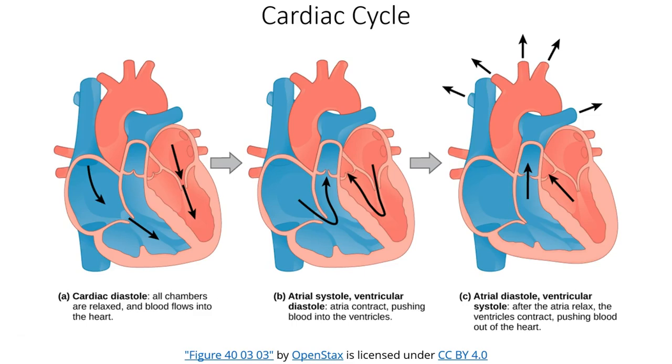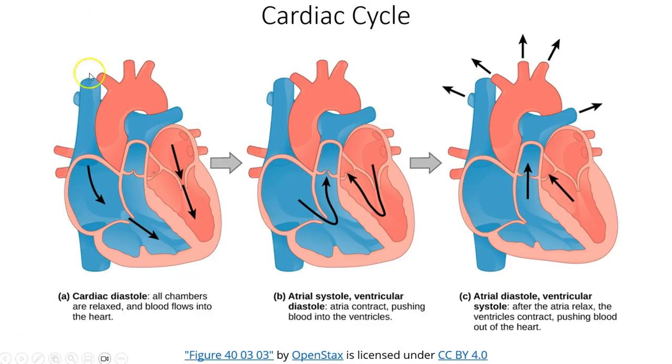So this is a very carefully regulated process because we really need to make sure that we're not trying to contract an atria and a ventricle at the exact same time, because that's going to make it really hard to get blood to flow from the atria into the ventricles without flowing backwards.